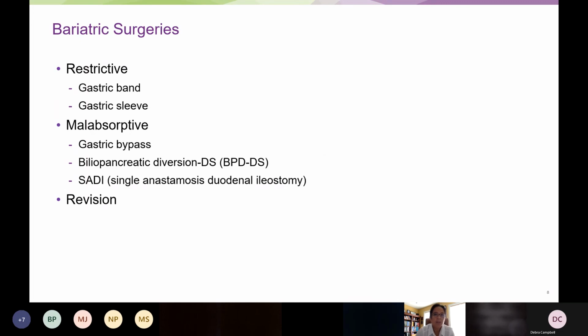So the surgeries that I'm going to talk about are the surgeries that are still being done today, which can be broken down into restrictive surgeries, which are surgeries that restrict how much someone can eat by making the stomach smaller. So that's a gastric band and gastric sleeve, as well as the malabsorptive surgeries, which have a restrictive component, but also part of the intestine is bypassed. So there's malabsorption that's associated with this, which helps improve the weight loss effect. And then we'll briefly talk about revisions. Next slide.